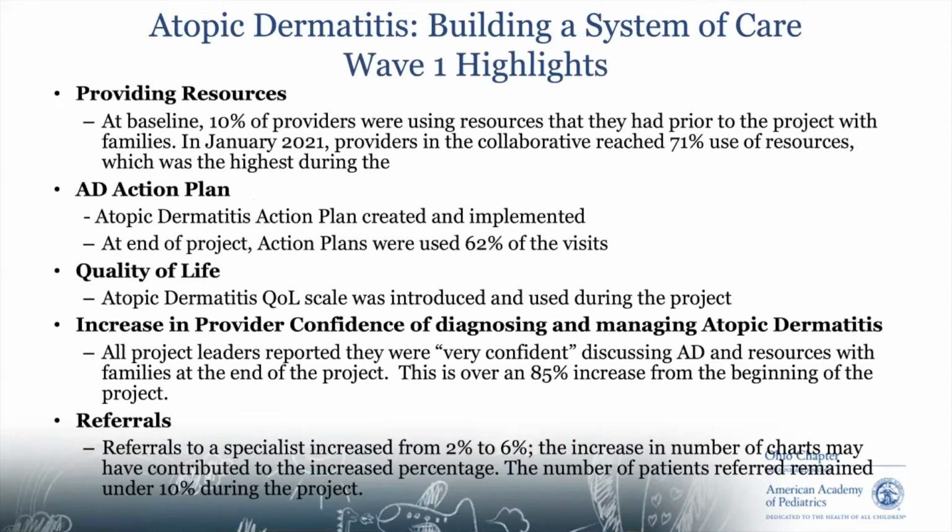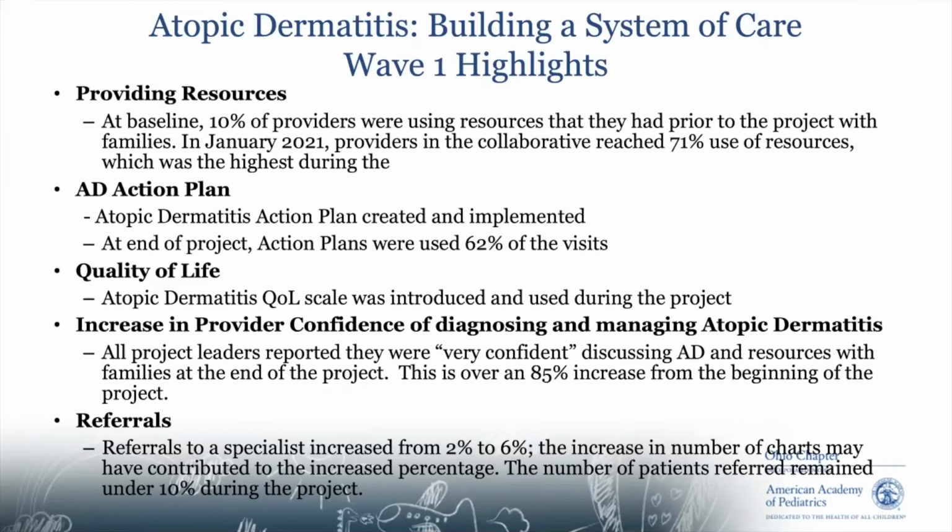So how did we do? Here are some highlights from Wave 1 of our project. In terms of providing resources, at baseline, very few providers, 10%, were using resources that they had prior to the beginning of the project that they were sharing with families. Midway through the project in 2021, providers in the collaborative reached 71% use of resources, which was the highest during the project. That pretty much sustained right around that mark throughout the remainder of the project.